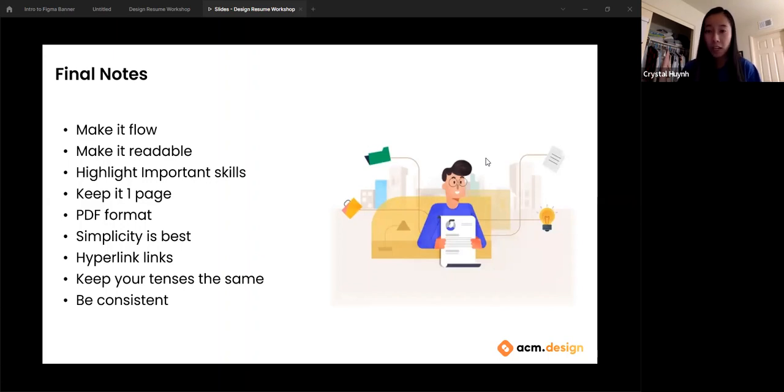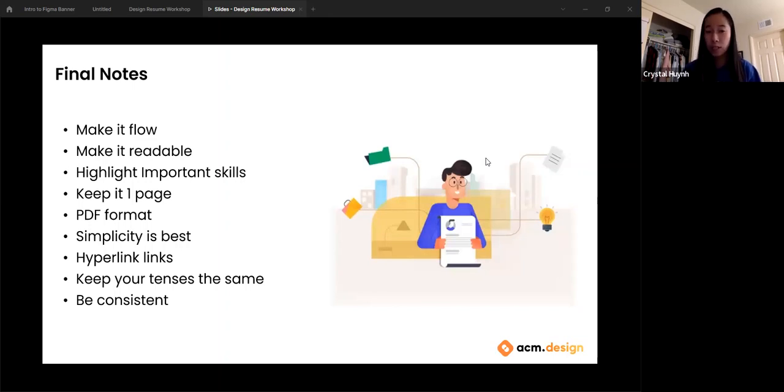Keep it to 1 page. Please do not go over 1 page. It's very unconventional if you have a 2 or more page resume. And again, most recruiters are going to look at that and think, I have to go through 1,000 of these. I'm not going to spend more than 6 seconds reading through a 6-page resume. Trust me, I've seen that. So just keep it to 1 page, should be short and sweet.